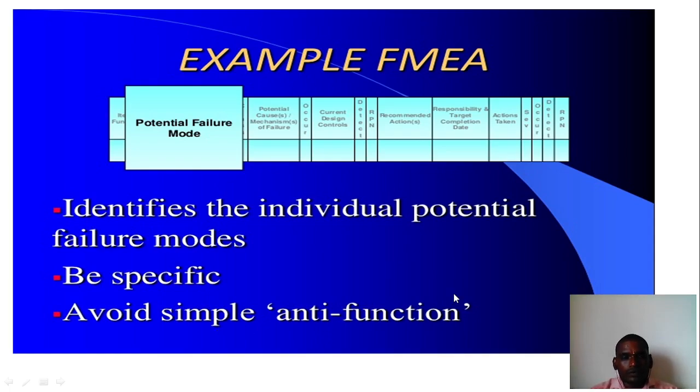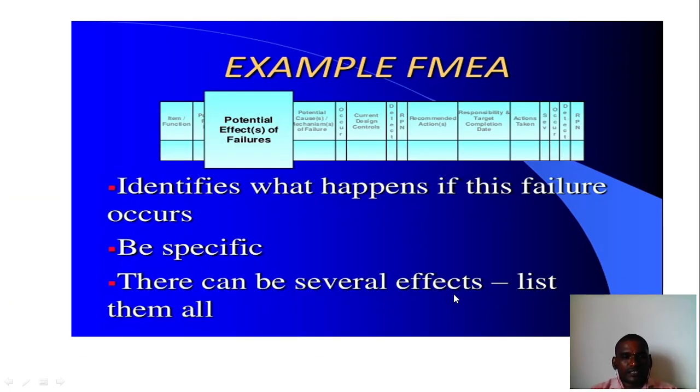Okay, so another one, potential effect of failures. It identifies what happens if a failure occurs. If there is any problem, what problems will occur in the process? It identifies what happens if this failure occurs. It should also be specific for the particular product. There can be several effects, and you have to list all the effects based on the particular failure. If any product has the particular failure, you have to list out what effects will occur from those basic errors and basic failures.